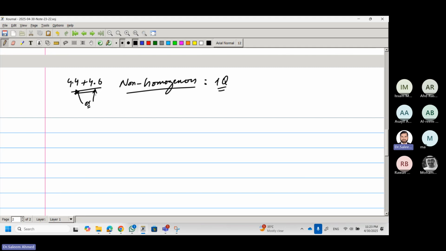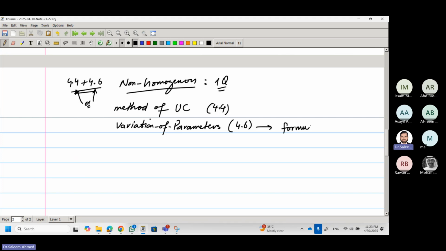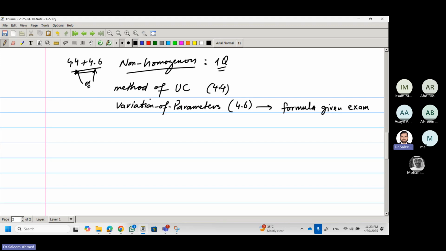There are 2 methods. One method is the method of undetermined coefficients, method of UC, and one is variation of parameters, which is 4.6. Variation of parameters has difficult formulas. I will write this formula, and this formula will be given in the exam. For 4.6, I will write the formula of the method of variation of parameters.